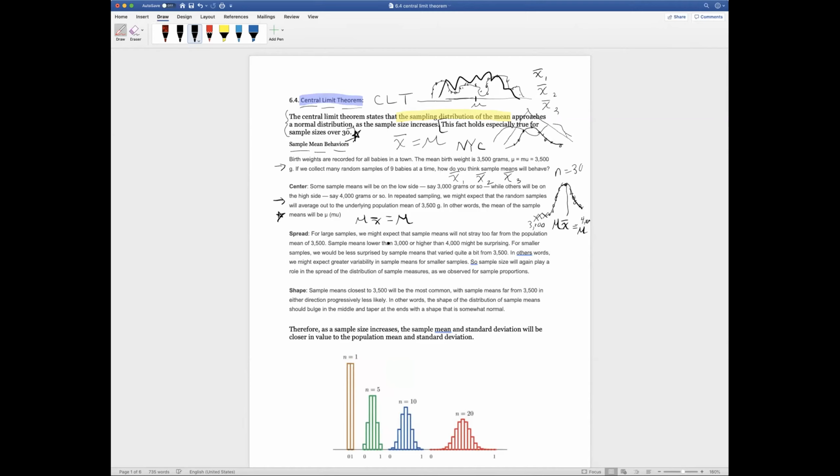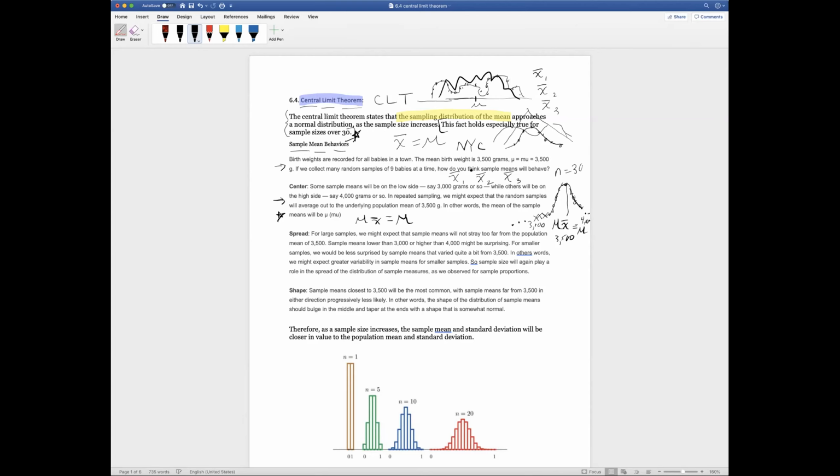Now for the spread, when we talk about spread, we're talking about standard deviation. For large samples, we might expect that sample means will not stray too far from the population mean of 3,500. So a lot of our means will hover somewhere around 3,500. Sample means lower than 3,000 or higher than 4,000 might be surprising. It would be strange for us to collect 9 babies at a time and have a sample mean that's lower than 3,000 grams, or more than 4,000 grams.